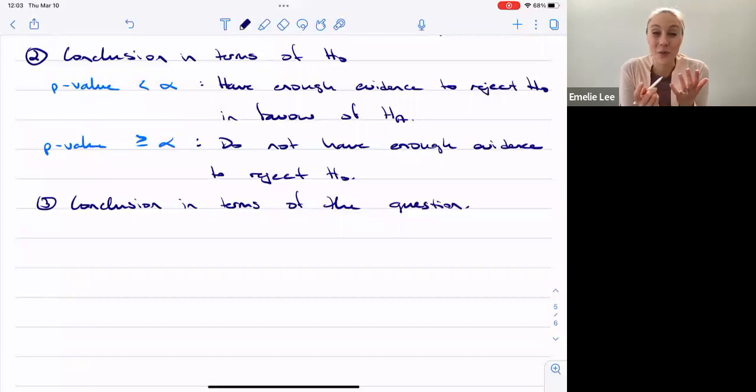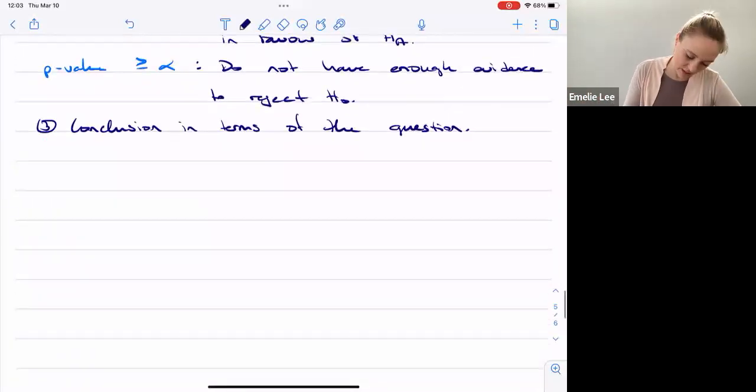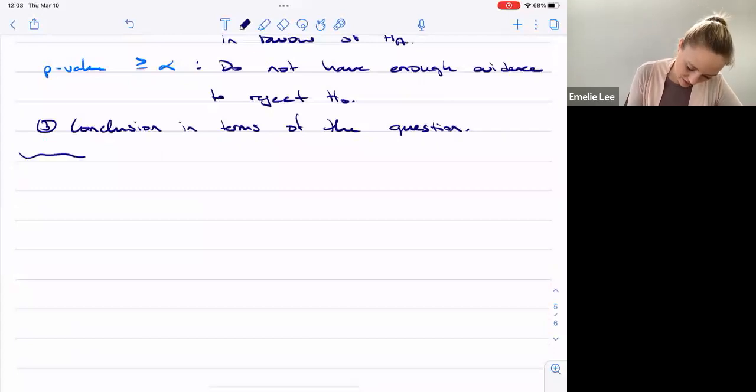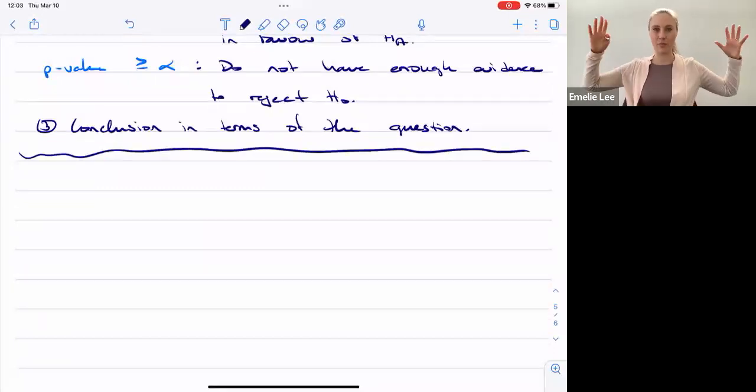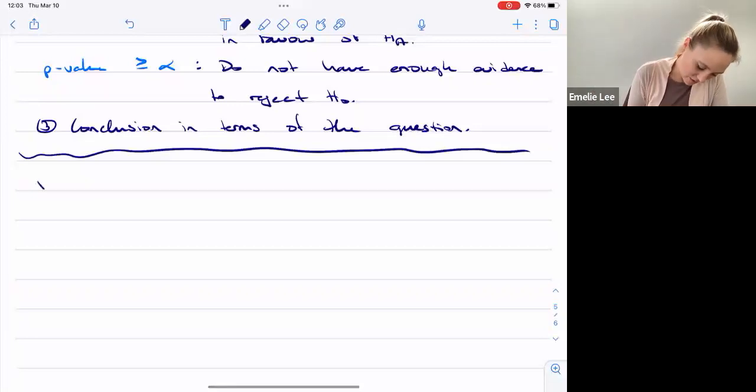It's going to be the most important step. Depending on our conclusion in terms of the p-value and the alpha level and in terms of H naught, there's always a chance that we have made the wrong decision. And so that's the end of the broad view of the p-value approach. Now I just want to duck out and talk a little bit about decision errors, and then I've got an example.